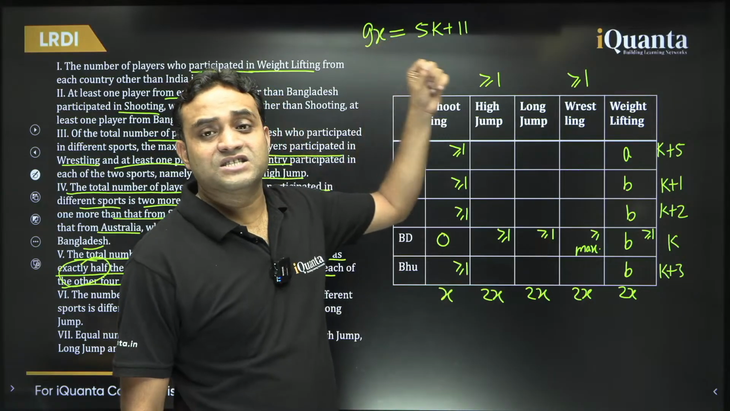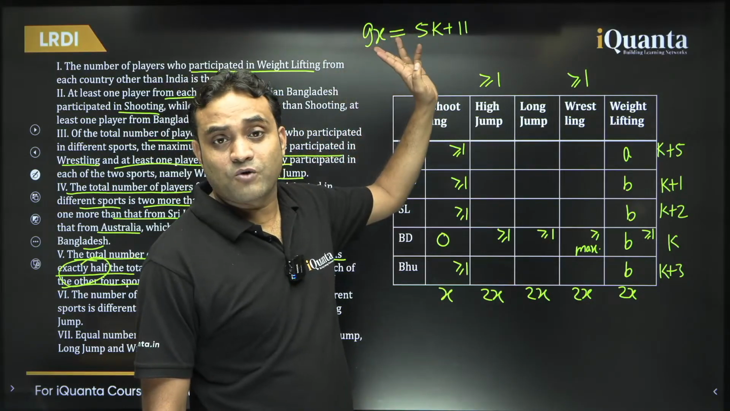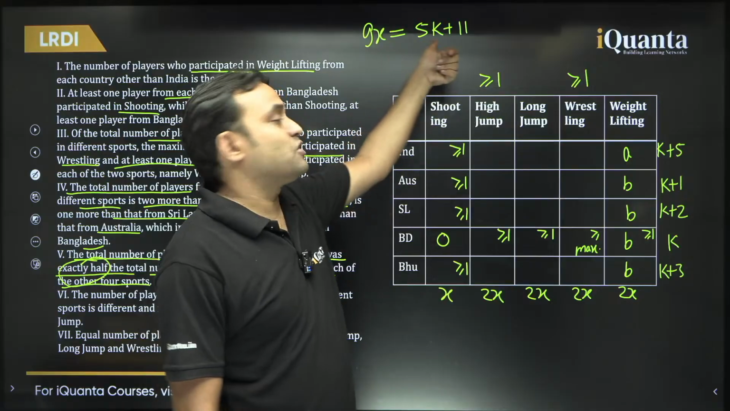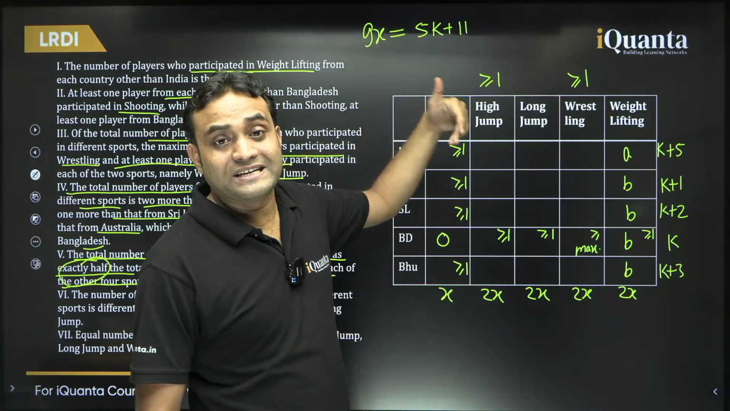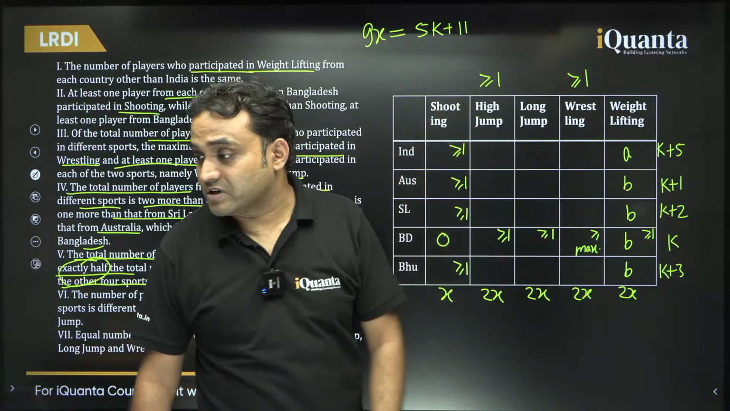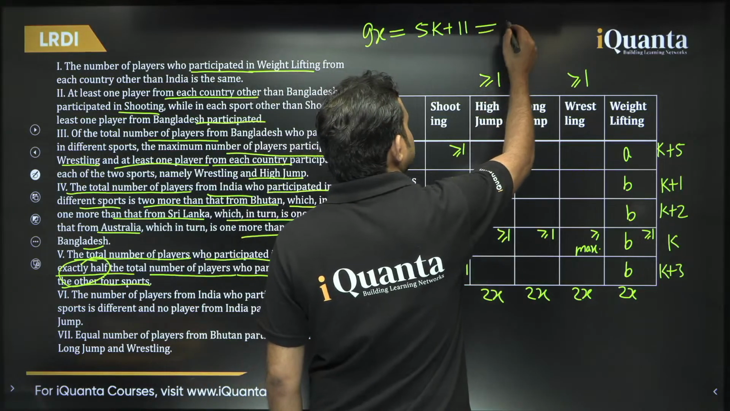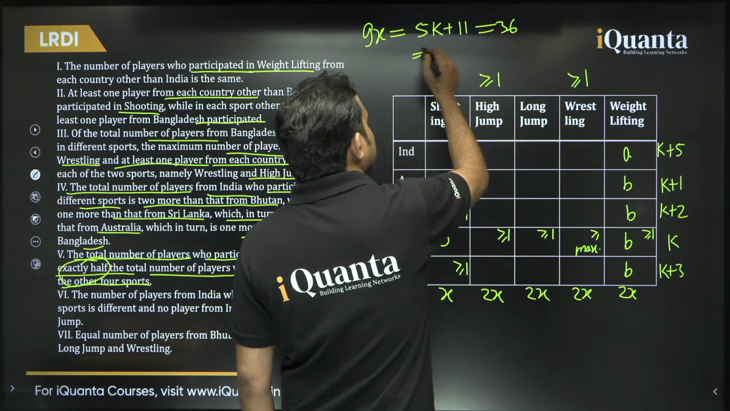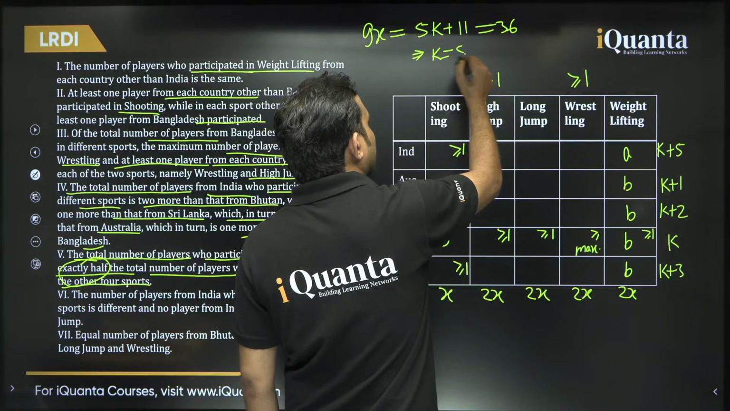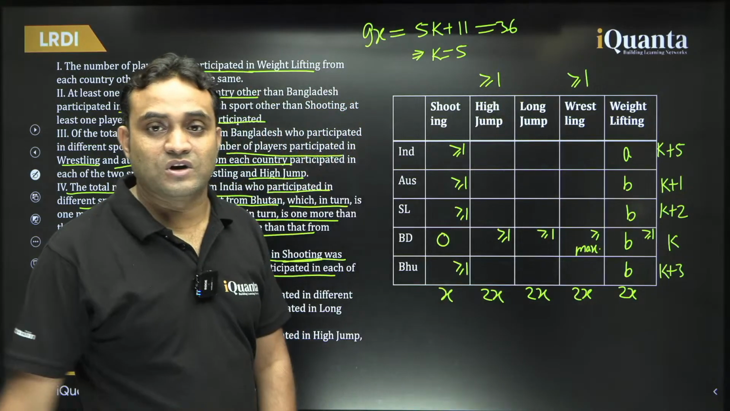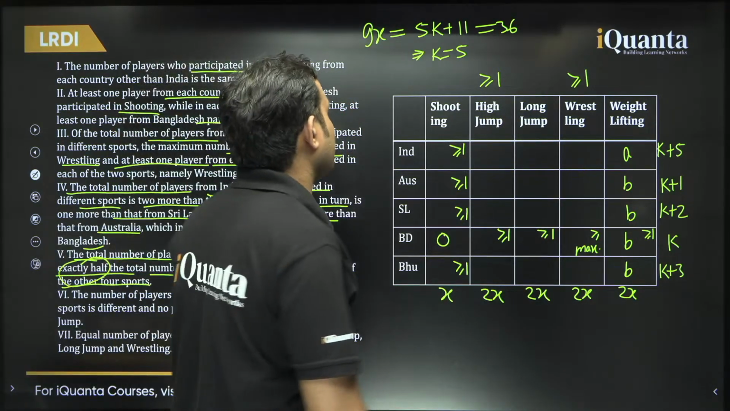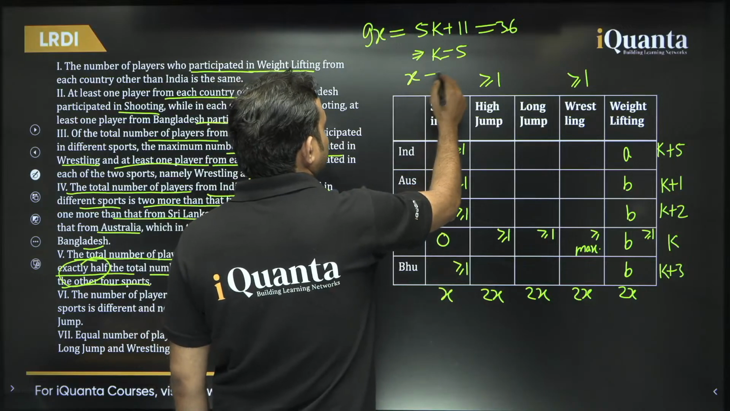If I take x equal to 1, 9 cannot be written in this form. 9 into 2, 18, not possible. 9 into 3, 27 cannot be written as 5k plus 1. 9 into 4, 36. Now if I take 36, then we can say that k is equal to 5. K is equal to 5. If k is equal to 5, what can we say? X will be equal to 4.